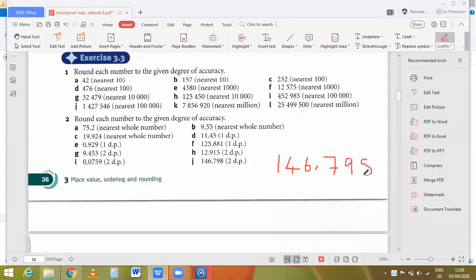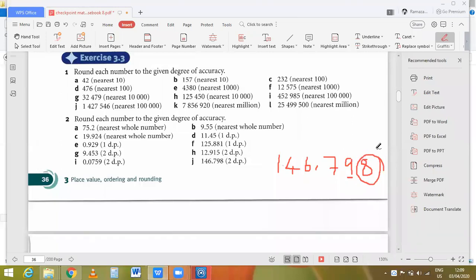146.798. Second decimal point. Which one is the second decimal point? This is the first one, and this is the second. So I will find now who is my decider. This is the decider.